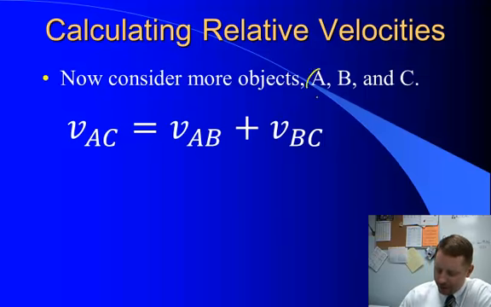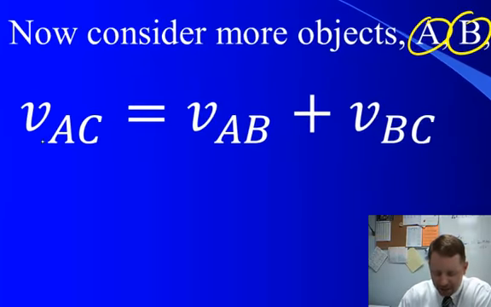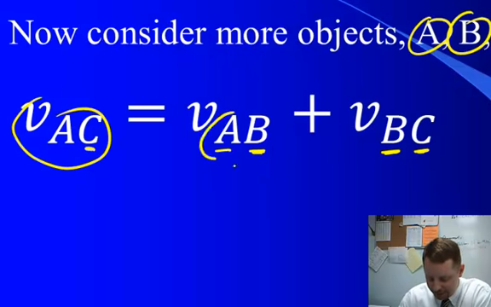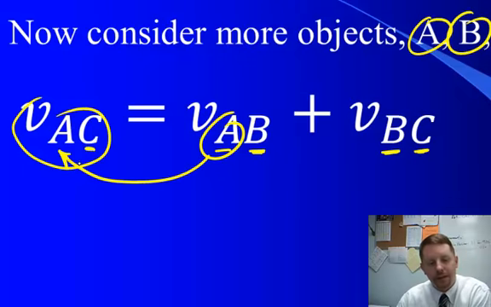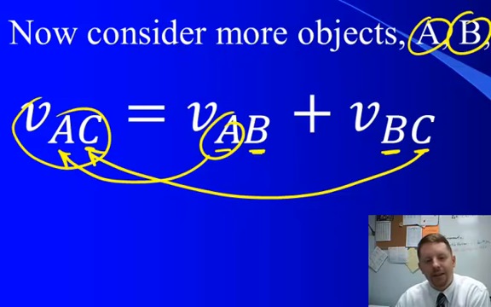For example, we have objects A, B, and C. What we're writing here, the notation says that the velocity of object A with respect to C, our reference frame, is equal to the velocity of A with respect to some object B, an intermediate reference frame, plus the velocity of object B with respect to C. Notice if we want the velocity of A with respect to C, the first letter here is our first letter here. Our last letter is our last letter here.